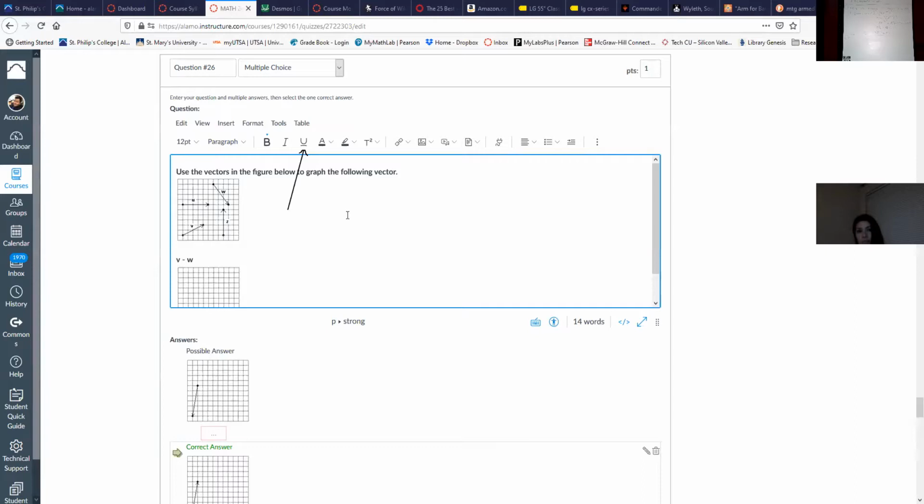Does that make sense? Graphically adding and subtracting vectors. So the answer is B, right? So just connect them together and then draw a hypotenuse, and that's the answer, the hypotenuse part.